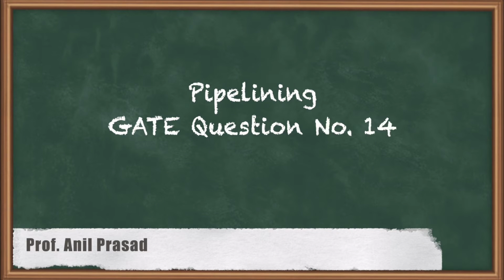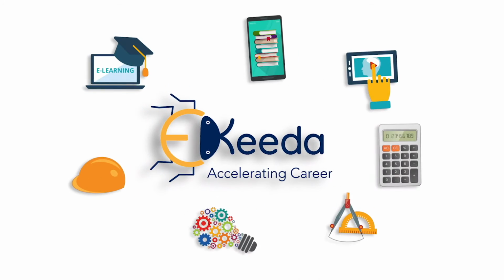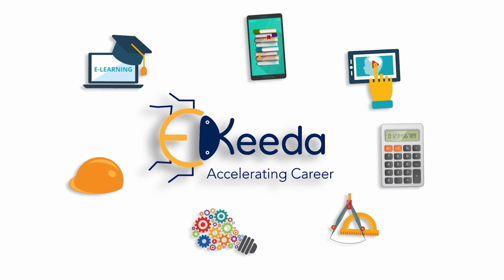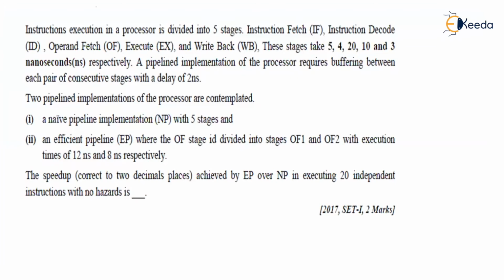Let us solve another question which was given in GATE 2017 for 2 marks on pipelining. Here it goes. Instruction execution in a processor is divided into 5 stages: instruction fetch, instruction decode, operand fetch, execution, and write back.